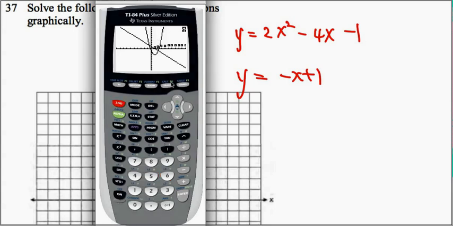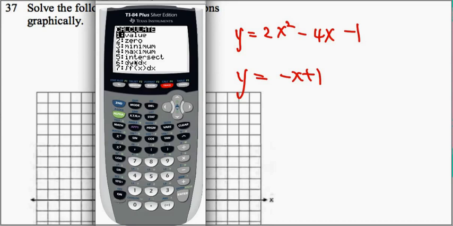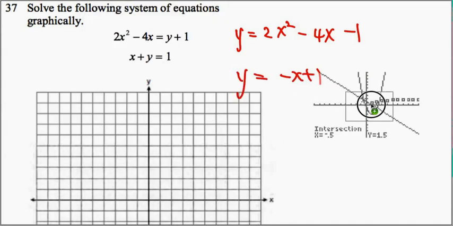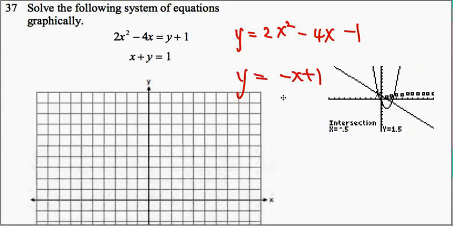Now then, how are we going to find it? Intersect, number 5. Yes, that's correct. The other one correct. If I had to guess it, then it'll be yes. So you have to move the cursor onto this graph, but your answer will be right over here, 1.5.